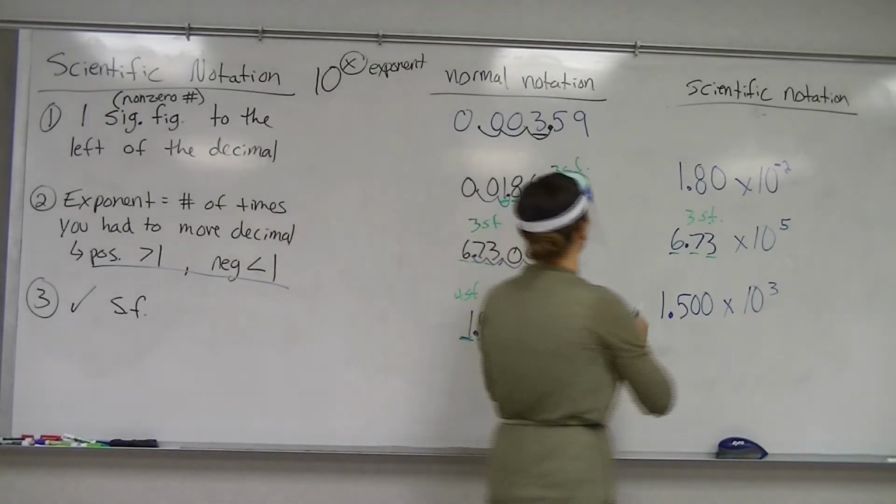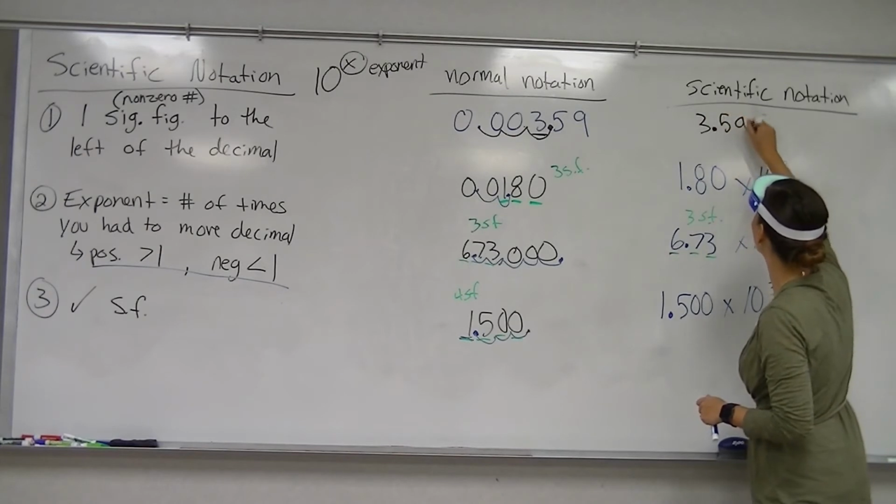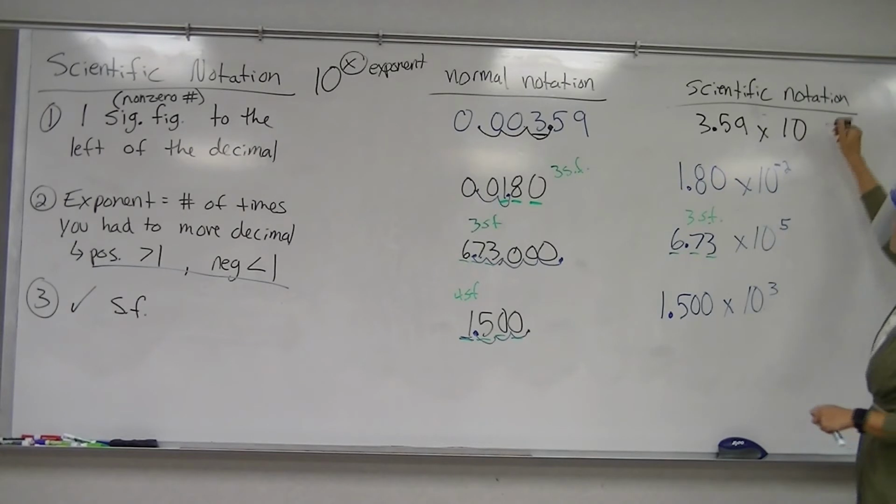I can't leave this unfinished, so I got to write over here what the answer is. So 3.59 times 10 to the, how many times did we move it? 1, 2, 3. And we moved it to the right, so is it going to be positive or negative? Negative, yes. The original number was less than 1.